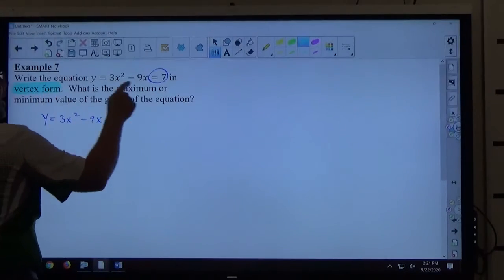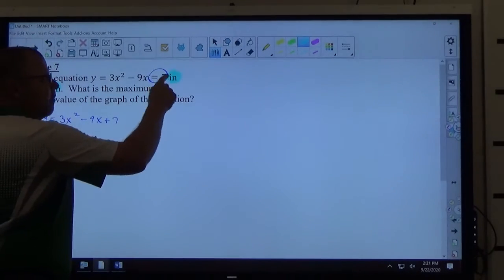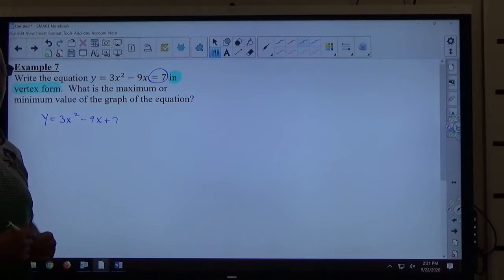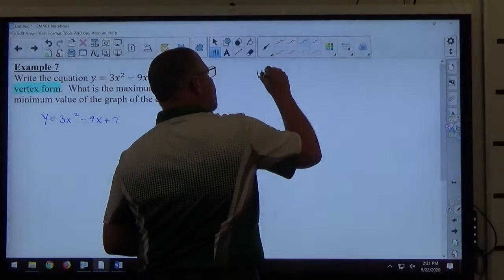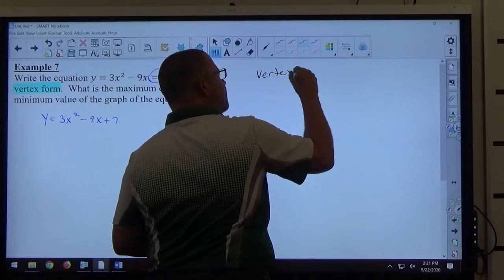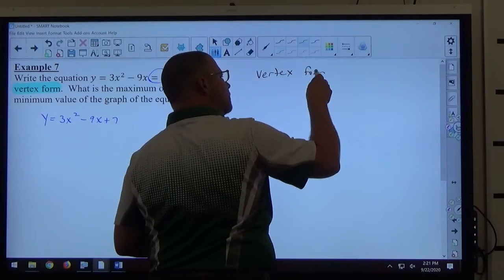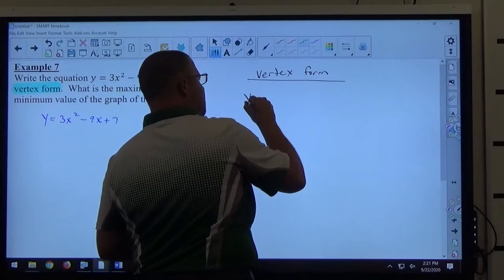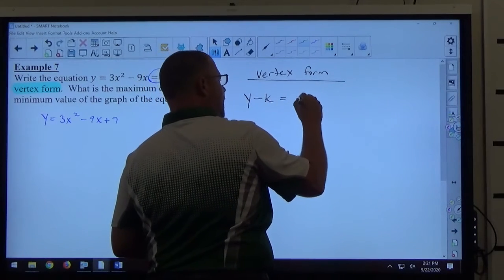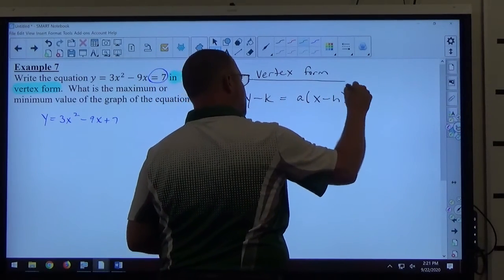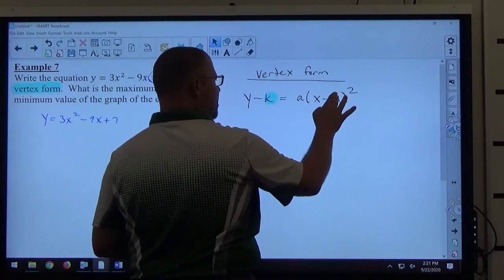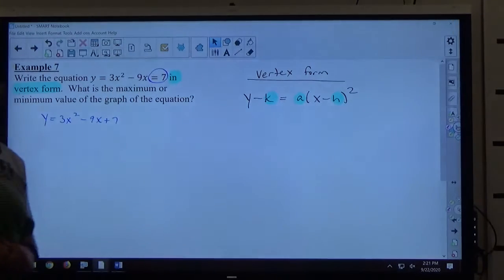So I want you to learn how to do this because it's a useful skill in math in general, to be able to make a vertex form or a standard form of an equation. So let me just give you an idea of what vertex form looks like. Vertex form of a quadratic equation. y minus k equals a times x minus h, the quantity squared. That's vertex form. And k and h and a are numbers.